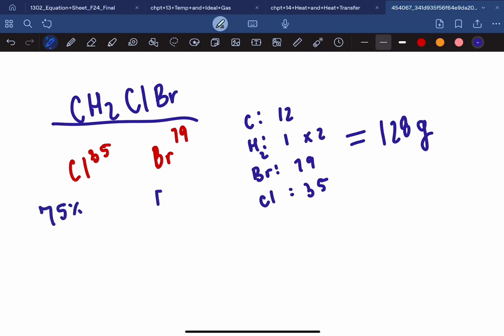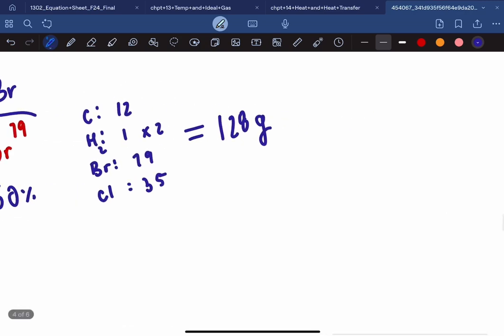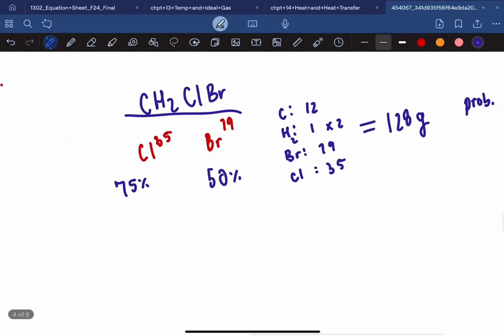75%, and the probability of bromine is 50% of this isotope. So 128 grams, and the probability is 37.5%. Okay, now we're just going to do this again.